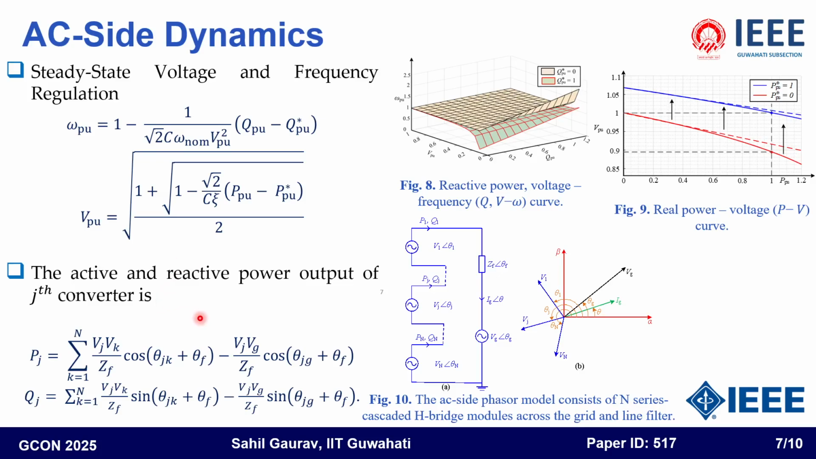Now the amplitude and angle of each set of AC terminals are controlled by a separate VO control, and if we sum them up, that equals the grid voltage. The active and reactive power flow through each converter module is given by this equation. And figure 10 shows the AC side phasor model consisting of n series cascaded bridge modules across the grid and line filter.